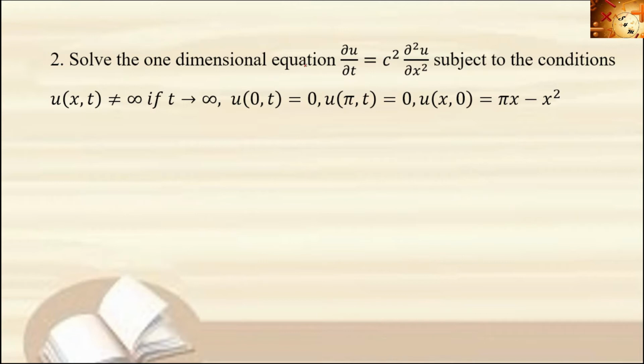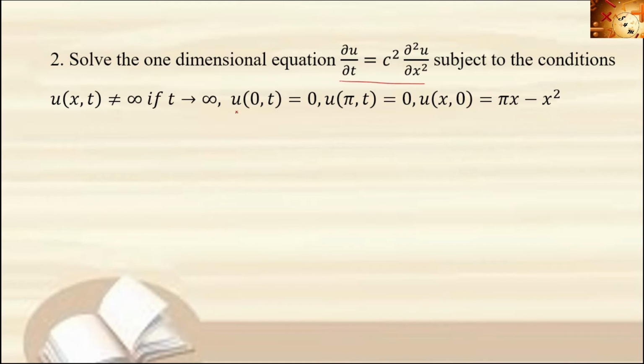Solve the one-dimensional equation dou u by dou t equal to c square into dou square u by dou x square, subject to the conditions u of xt not equal to infinity if t tends to infinity, u of 0 t equal to 0, u of pi t equal to 0, and u of x 0 is equal to pi x minus x square. Here this equation dou u by dou t equal to c square dou square u by dou x square is a heat equation. So we want to find the value of u of xt.